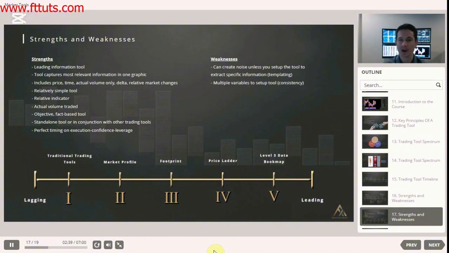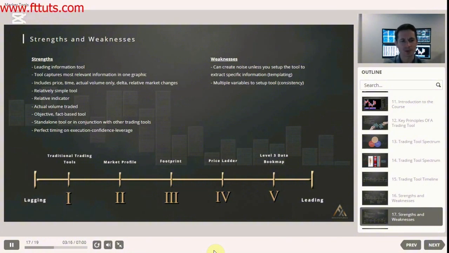So some of the strengths of the footprint tool, first and foremost, is that it's a leading informational tool. In other words, we're not utilizing lagging information. Why? Because as every contract is being bought and sold, and we're seeing the physical interaction between the buyers and sellers, that is as leading information as you can get. In other words, when every buyer is buying, we can simply identify him buying, we can jump on the buying, and we can execute with the buying, rather than waiting for all that buying to be represented by, say, a candlestick, and then we've missed the buy opportunity.